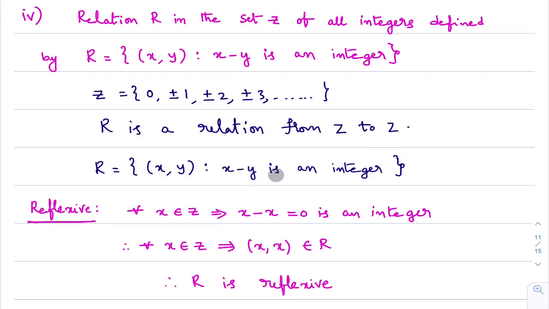Same integer minus same integer, x minus x. Try to understand here, x minus x. X minus x is what? It is 0. 0 is an integer or not? Yes, 0 is an integer. I hope you are understanding, right?